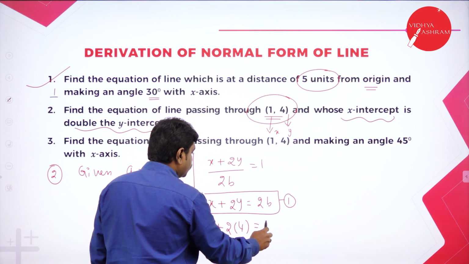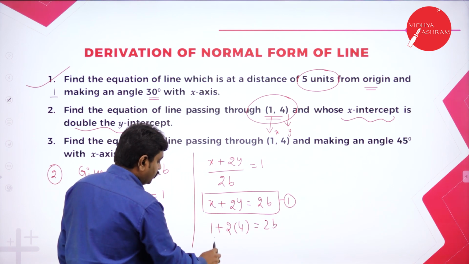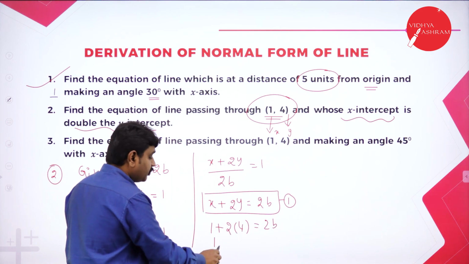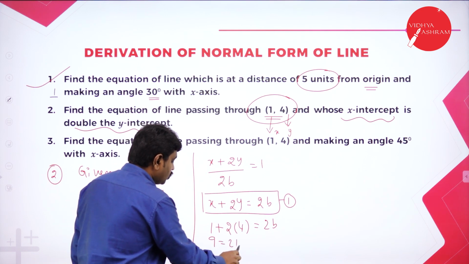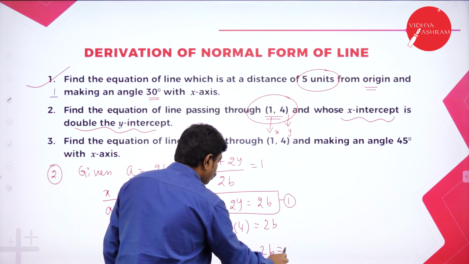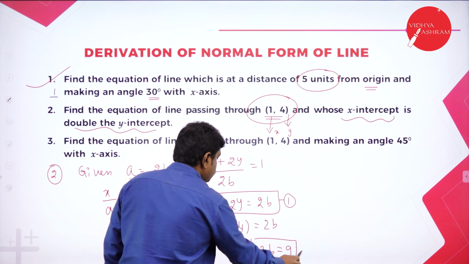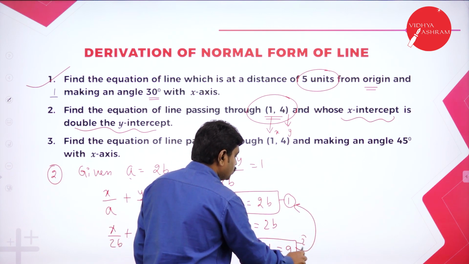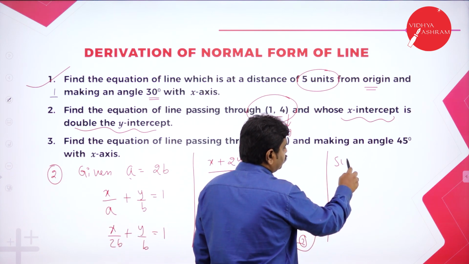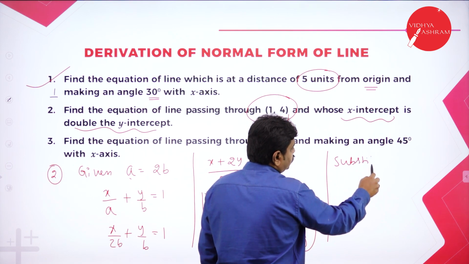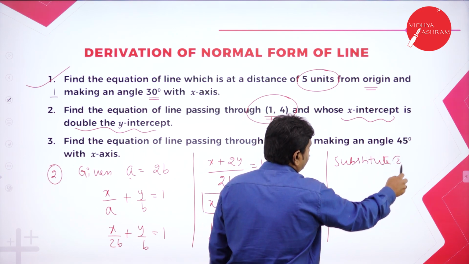So I'll get 2b. That is 1 plus 2 fours are 8. 8 plus 1 is 9. 9 is 2b. So we got the value of 2b. What is the value of 2b? 2b is 9. We need 2b. That's it. So substitute this in equation 2. Substitute equation 2 in 1.